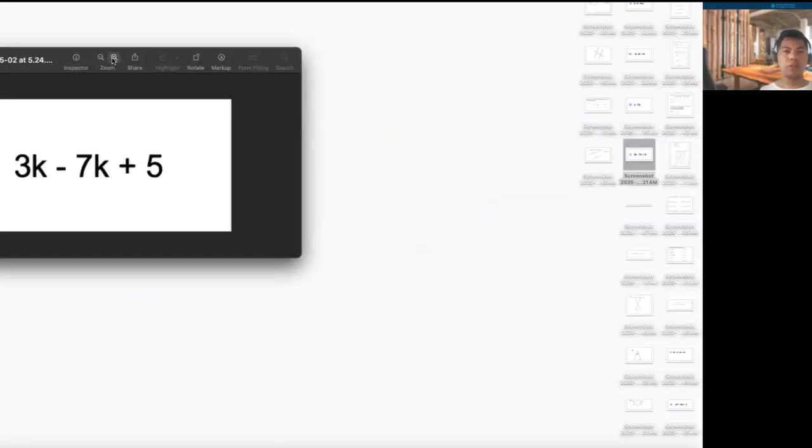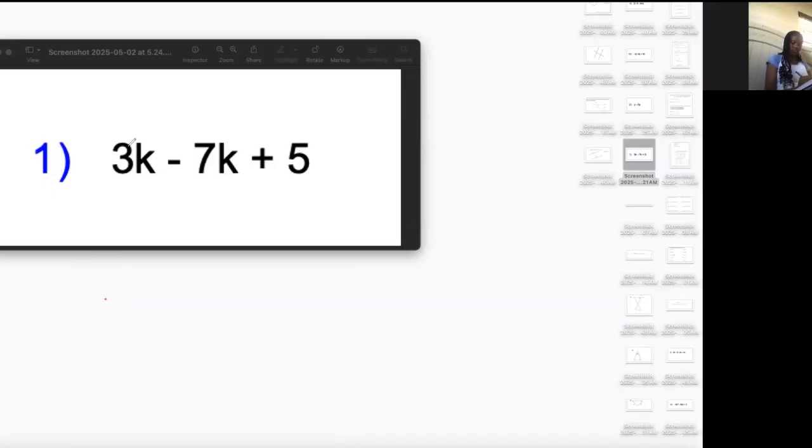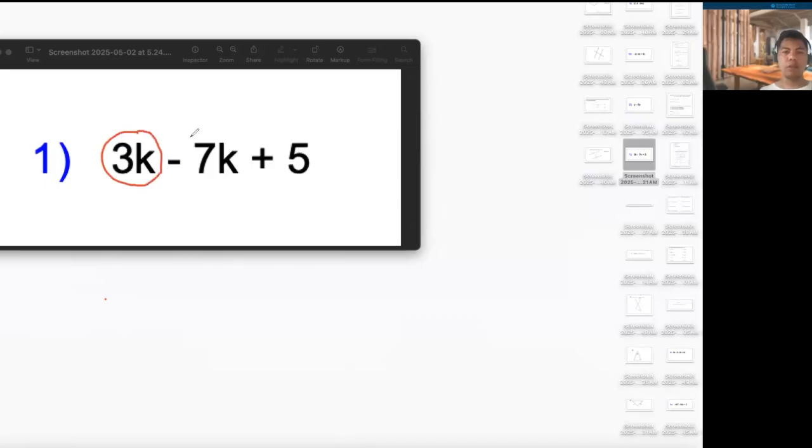Let me check if you know this already. So I have here an algebraic expression. How do we simplify this? You have to look first for the like terms. What are the like terms here? 3K and 7K. Usually I would mark them, the 3K and the minus 7K.